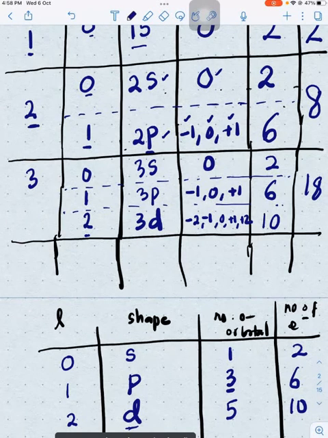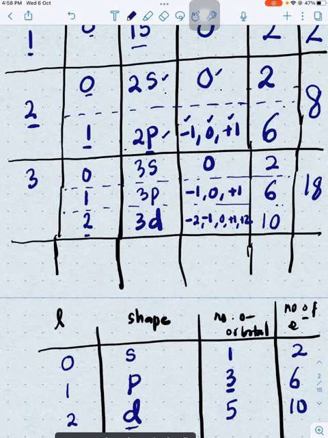Madam, yang ML tu, formula dia negatif L, kosong, positif L kan. Betul? Tapi kenapa negatif 1 masuk sini? Okay, sebab dia until, maksudnya in between negative L to positive L. Oh, okay. So maknanya anything in between tu kita will be counted as allowed value.